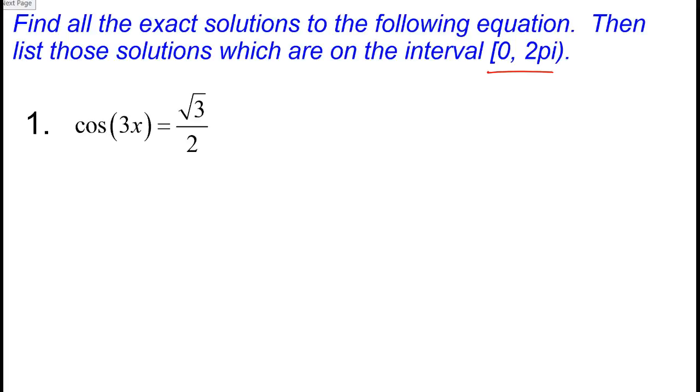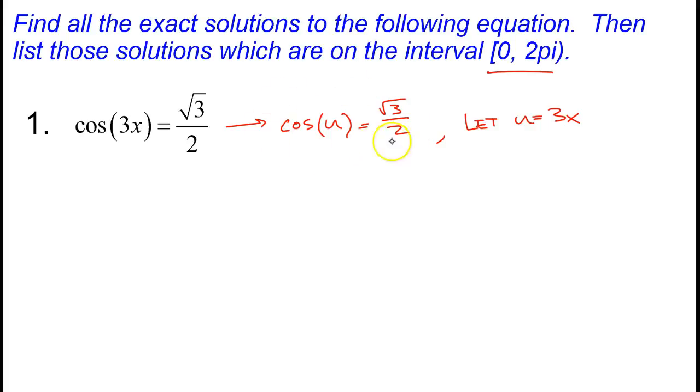So the first thing I'm going to do to solve this equation is make a simpler equation. I'm going to try and solve this one: cosine of u equals √3 over 2. That looks a whole lot easier than cosine of 3x equals root 3 over 2. And if I make that my new equation, then I have to say that I've let u equal 3x. We're going to use that at the tail end to find out what values of x are solutions to this equation.